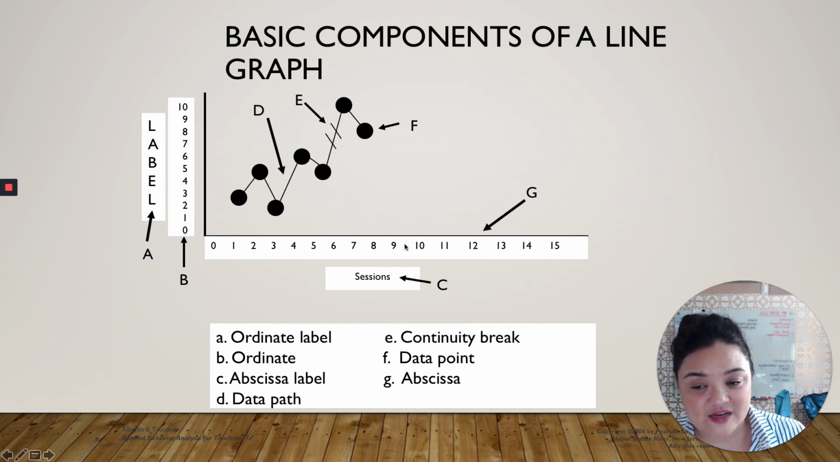And G is referring to the abscissa here. So again, the basic components of a line graph.